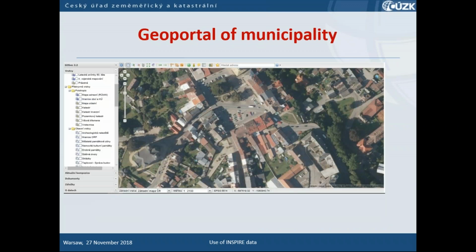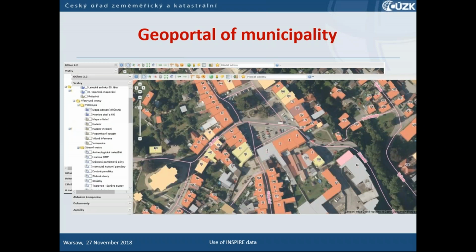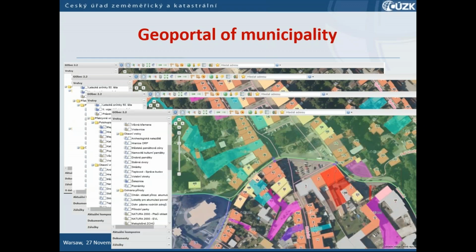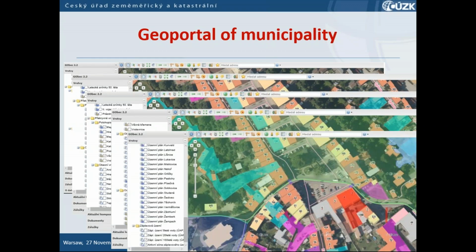Last one, there is a Geoportal of a municipality. This is the town Žamberk, which uses our data as orthophoto, buildings and streets, property, and there is a theme protected sites. Or there is another on the right side, the risk of flood.